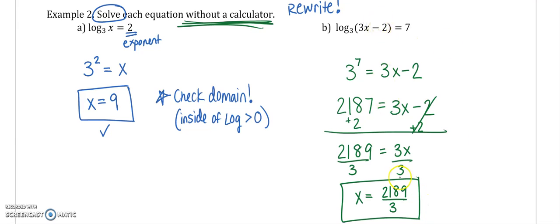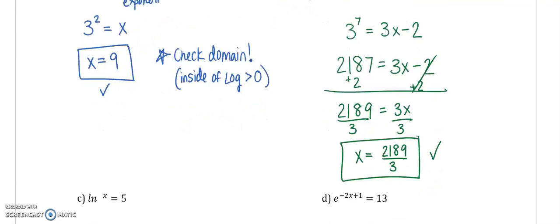And again, you'll double check. Now, this is kind of a messy one to check, but we can just roughly check it. This is going to be a positive number, right? A decimal, but a positive number. So if I multiply that big of a positive number by 3, it's just going to be a bigger positive number. And if I just subtract a measly 2, it's still going to be positive. So this checks out.